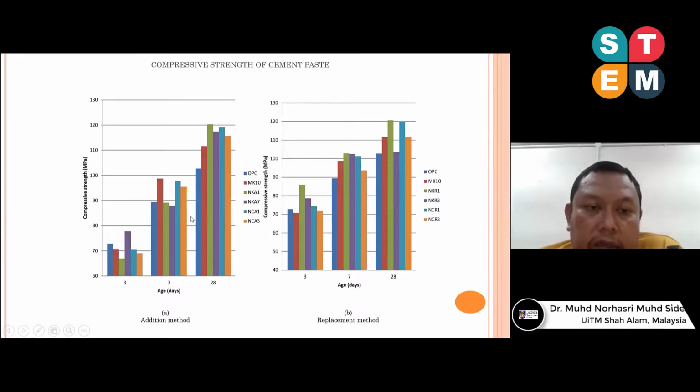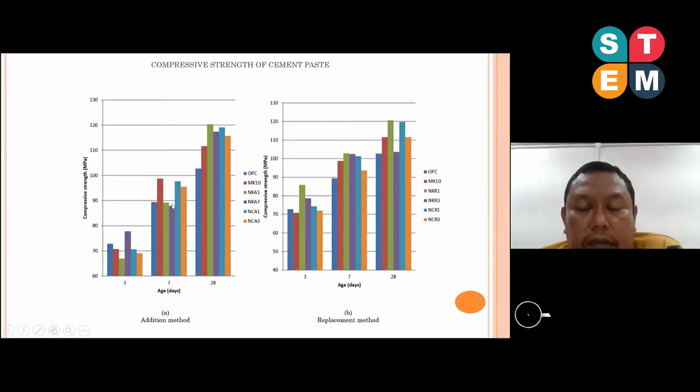For addition, what I can conclude is that the inclusion of nanomaterial in this particular method gives a very late strength effect. The strength only occurs obviously at day 28. And again, for the replacement method, the strength achieved by nanometakaolin and also nanometaclay is almost the same, which is 120 MPa in strength.